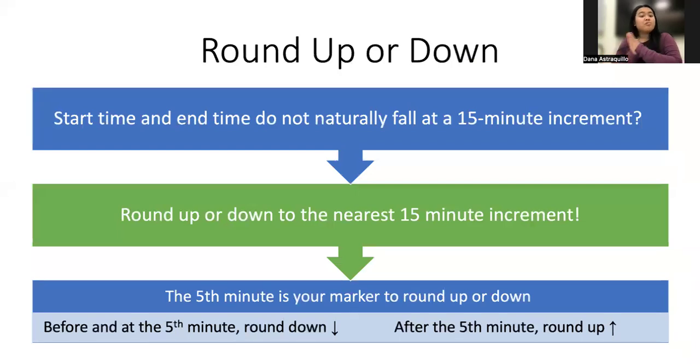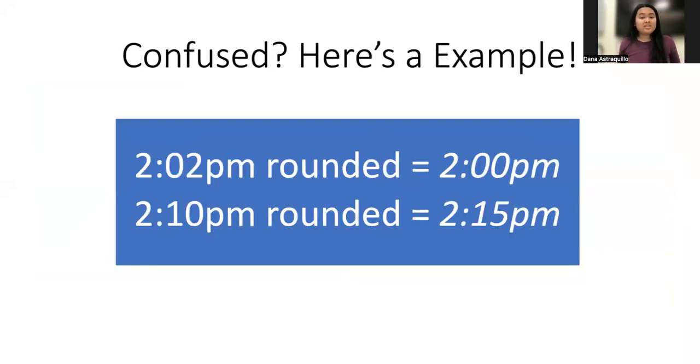So if it's before or at the 5th minute, round down. If it's after the 5th minute, round up. Here's an example. If I end at 2:02, that means I'm below the 5th minute. I round down to 2 p.m. If I go until 2:10, I round up to the nearest 15th. That's going to be 2:15, since it is after that 5th minute.